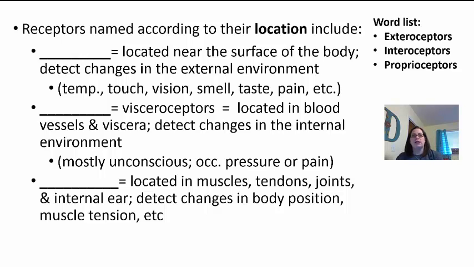So when we look at this, guys, receptors are named according to their location. We talked about that. And so I have a word list over here, and I have some definitions. So the first one means it's located near the surface of the body. They detect changes in the external environment. So guys, these are what we would call your external receptors. These are going to be temperature, touch, vision, smell, taste, pain, so on.